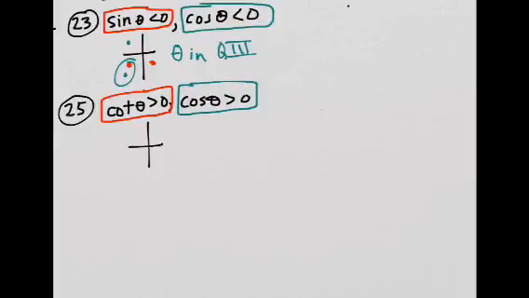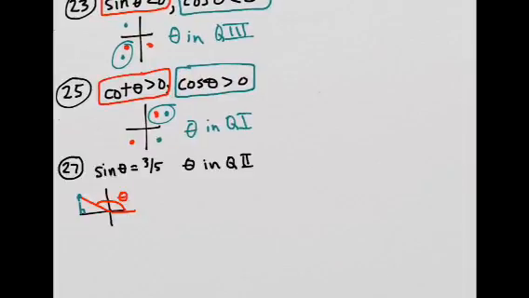Alright, so for 25, quadrants where cotangent theta is positive, remember it's the same quadrants as where tangent theta is positive, so that would be quadrant 1 and quadrant 3. For cosine theta positive, that would be quadrant 1 and quadrant 4. So the 2 dots are here in quadrant 1, so the theta is in quadrant 1.